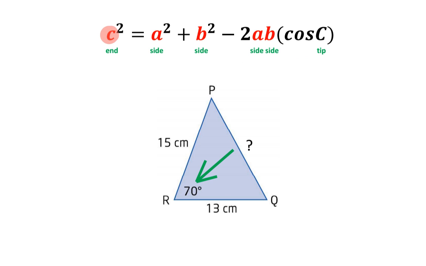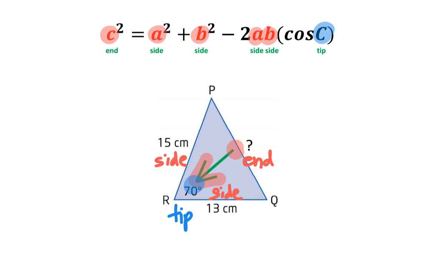Lowercase c represents the end of the arrow, which is what we're looking for, while lowercase a and b represent the sides of the arrow. And last, capital C represents the tip of the arrow. It is important to remember that this arrow is always pointing to an angle.